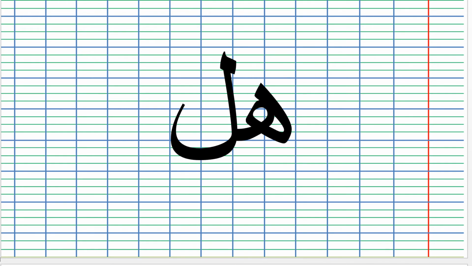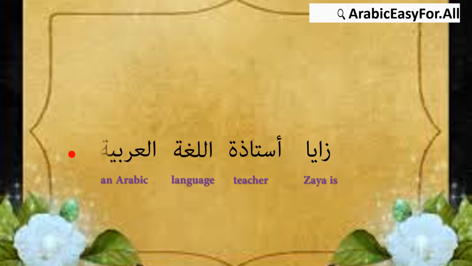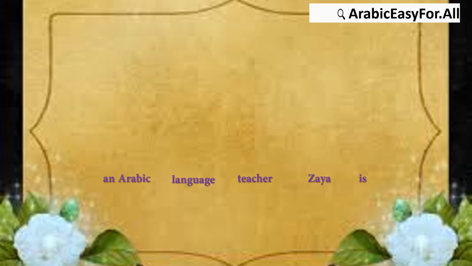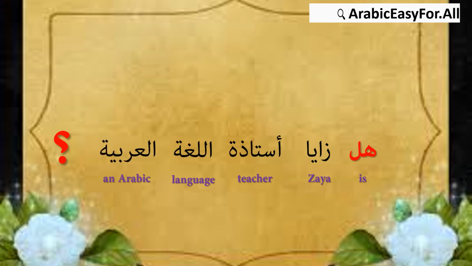In order to ask a question with to be, in Arabic we say هل, keeping the sentence as it is in the affirmative form. So we say زايا أستاذة اللغة العربية. This is affirmative sentence. هل زايا أستاذة اللغة العربية؟ This is interrogative sentence.